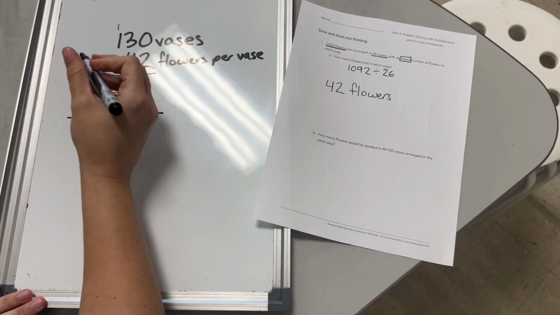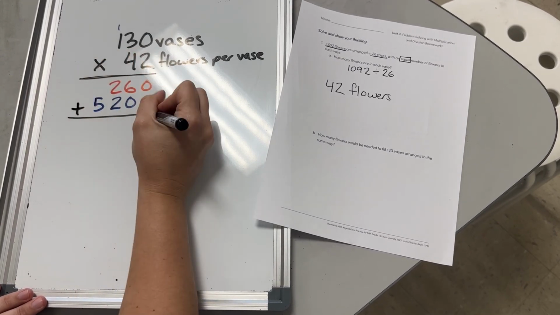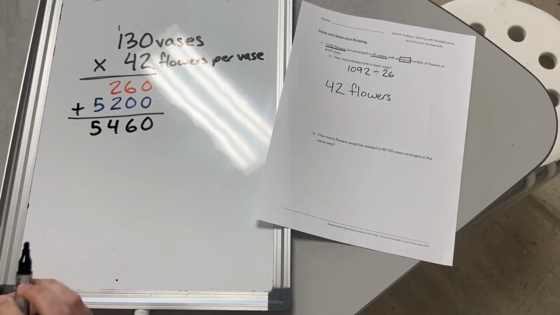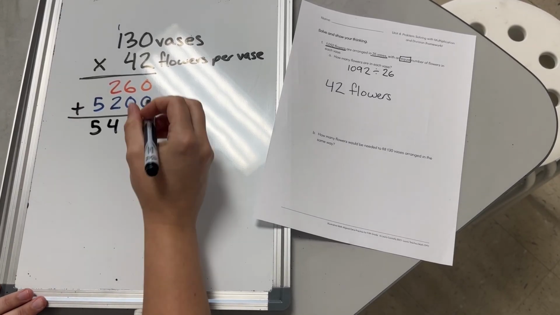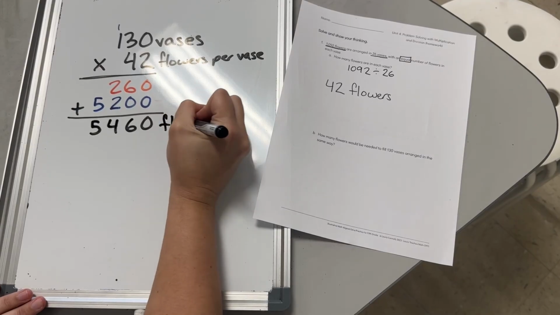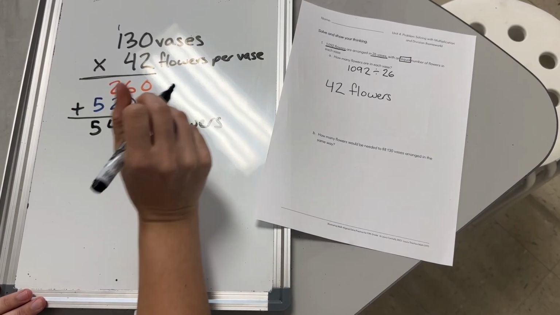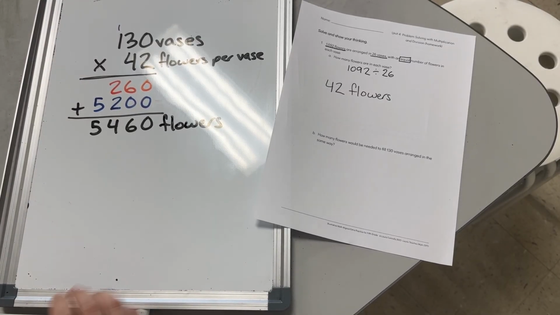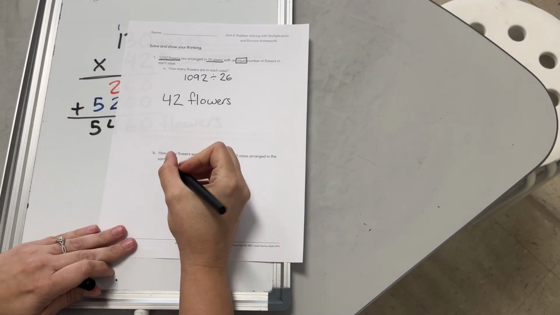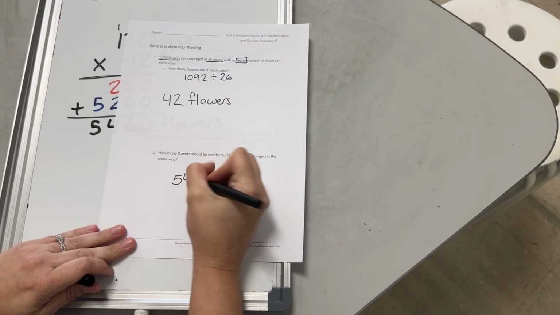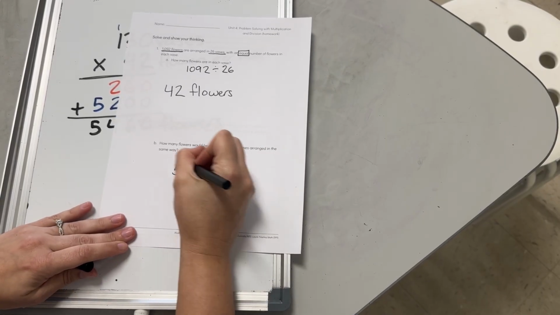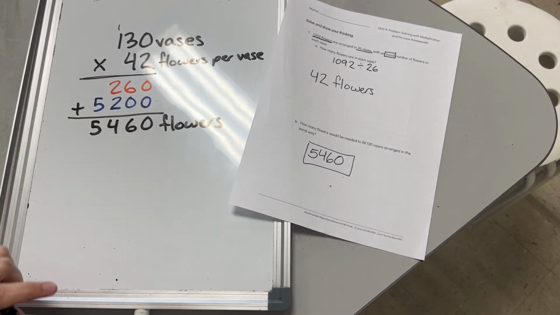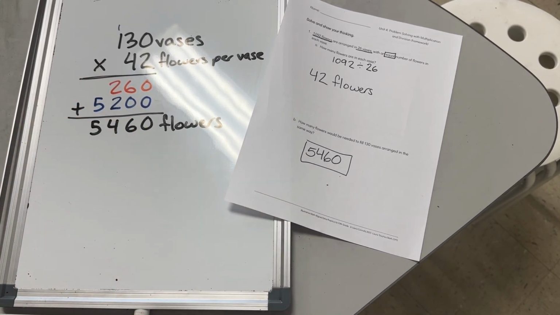Now I can add these two numbers together. And I end up with 5,460 flowers. This is how many flowers will be needed to fill all 130 vases. Make sure, just like always, you're including all of your work on the page. I know I do it on the whiteboard, but I should be seeing your work on the page.